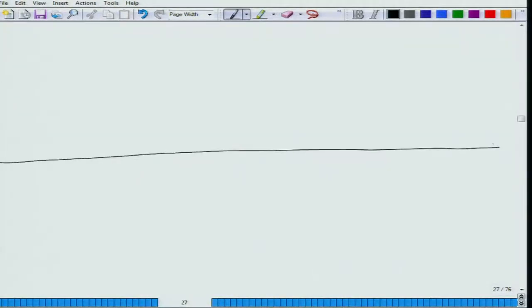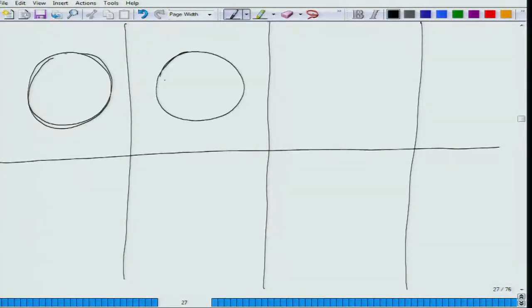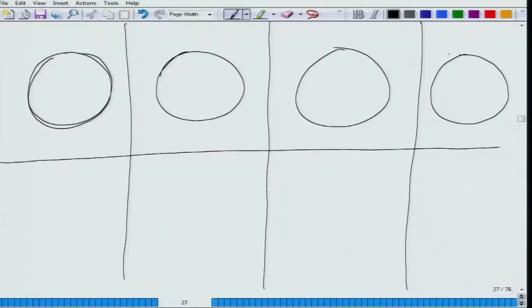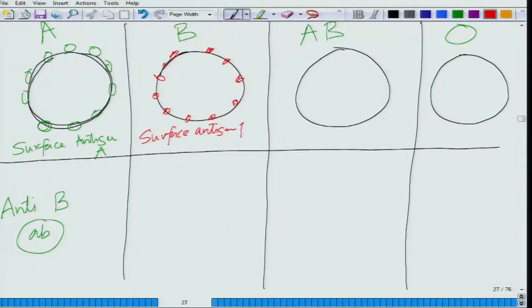Let me draw it in such a way that you understand all the groups clearly. Here is a single red blood cell I am showing, and these green colors are showing your surface antigen. Surface antigen A. So this is blood group A, this is B, this is AB, and this is O. Surface antigen A, and within the plasma you have anti B antibody. Now, blood group B, they have surface antigen B and they have anti A antibody.